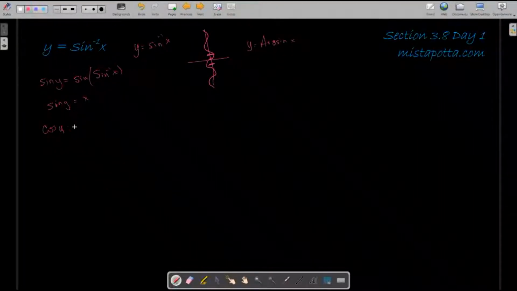Remember, the derivative of sine of stuff is going to be cosine of u times dy dx. So I've got the cosine of y times dy dx. On the right side, the derivative of x is just 1. So I find out that dy dx is 1 over cosine of y. And this is what we expected from the notation that we talked about on the previous slide, that it's going to be 1 over the derivative of my original function evaluated at y.